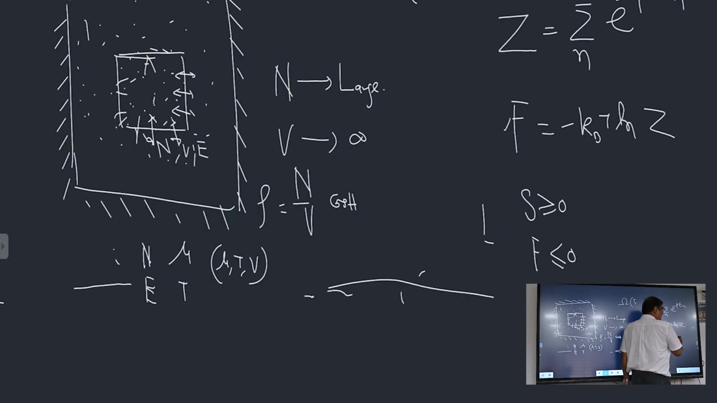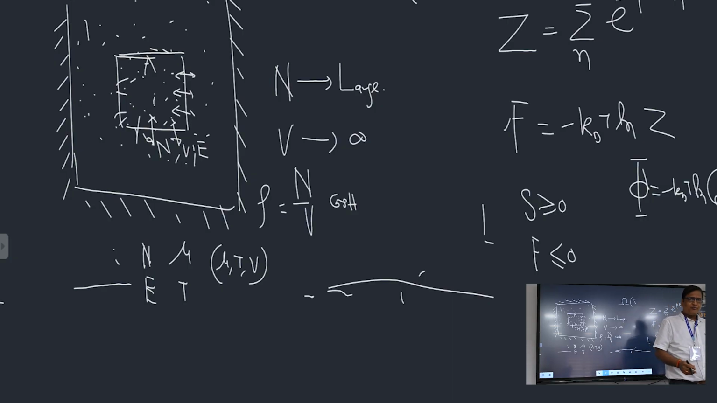In a similar way, in the case of the grand canonical ensemble, we talk about the grand potential phi, which is again related by minus k_B T log of the corresponding partition function. Let us write it by capital Q.